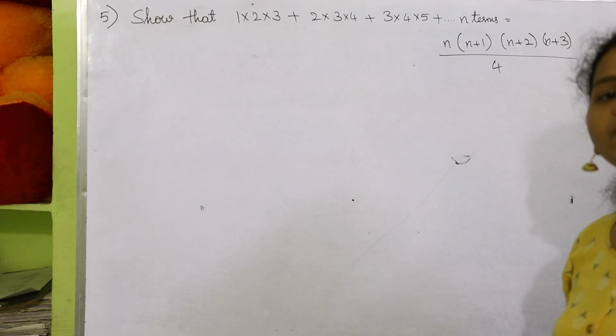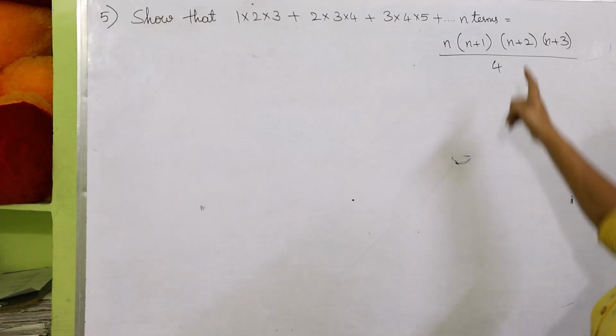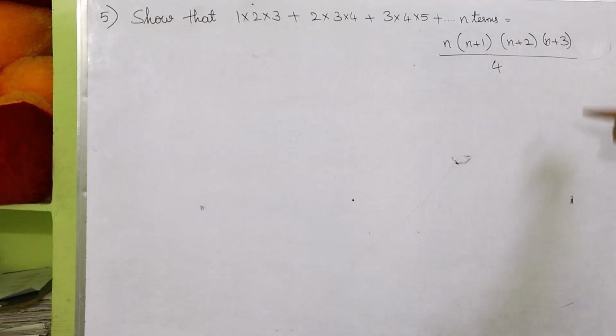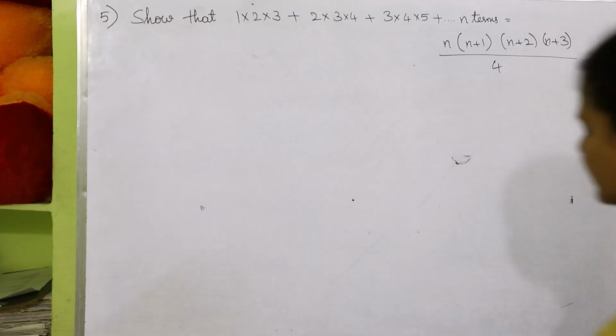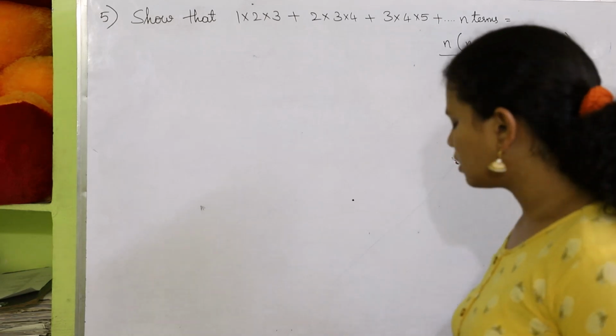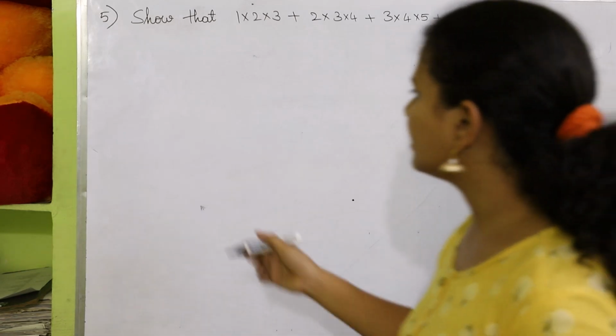So now what you do? You find out the nth term value, which is equal to n into n plus 1 into n plus 2 into n plus 3 by 4. Let it be. Guys, here as we know, again from mathematical induction, wait a minute. Mathematical induction or solution.